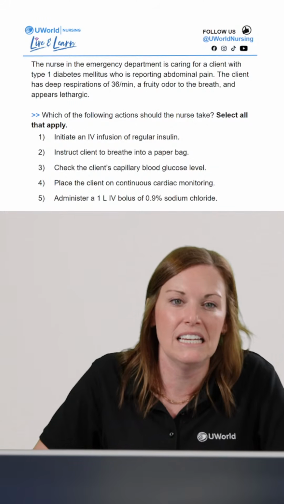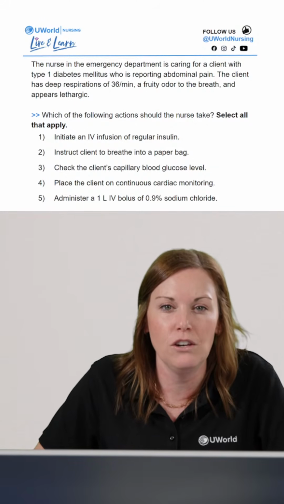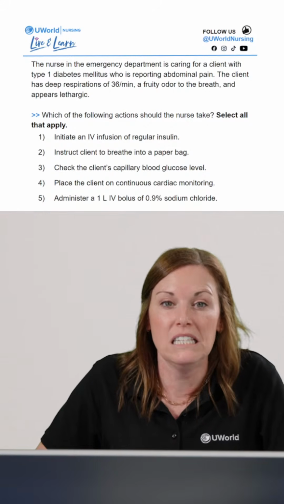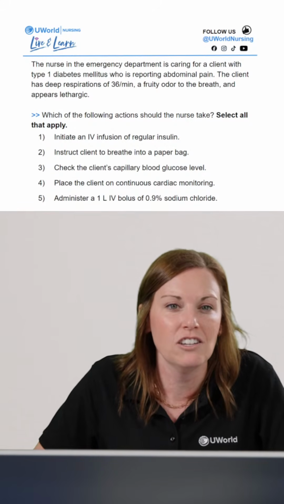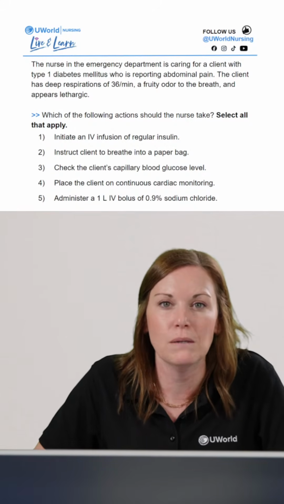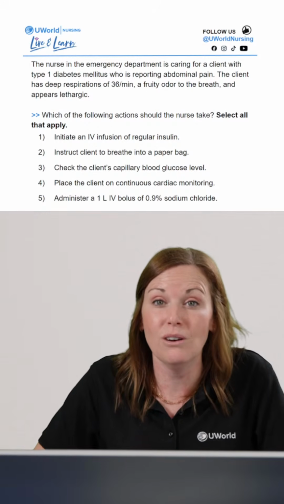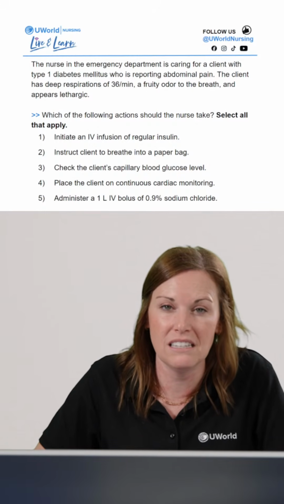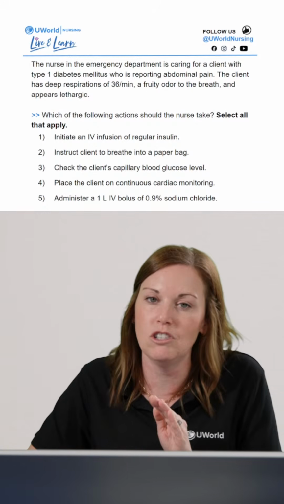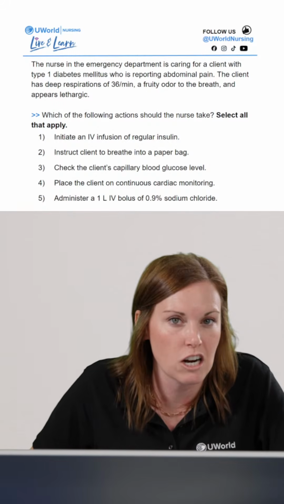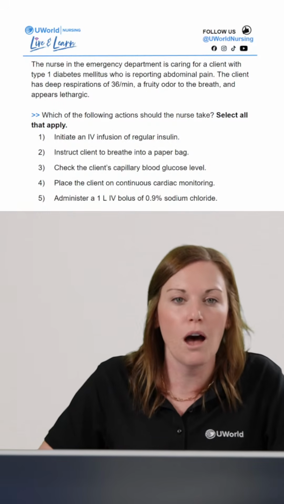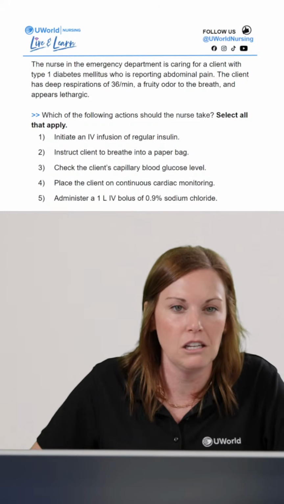Option 1 is initiate an IV infusion of regular insulin. This is a true statement and it's an appropriate action. Again, we know that DKA happens from a lack of insulin, and we know that regular insulin is the only insulin we can give IV. So we've double checked everything in this option choice is correct, so it's going to be a correct option. Option 1 gets a check mark, green light, good to go.